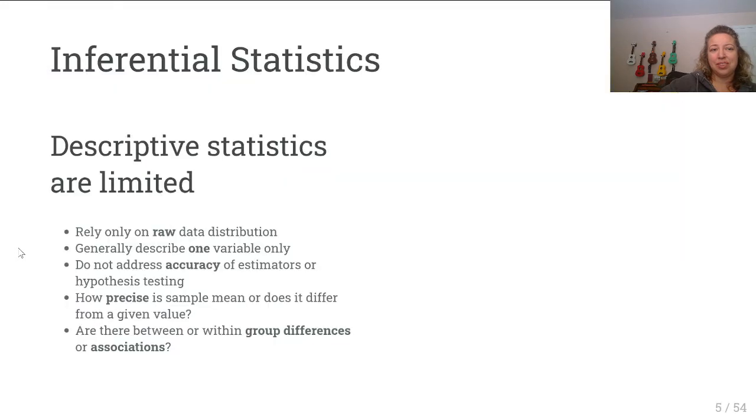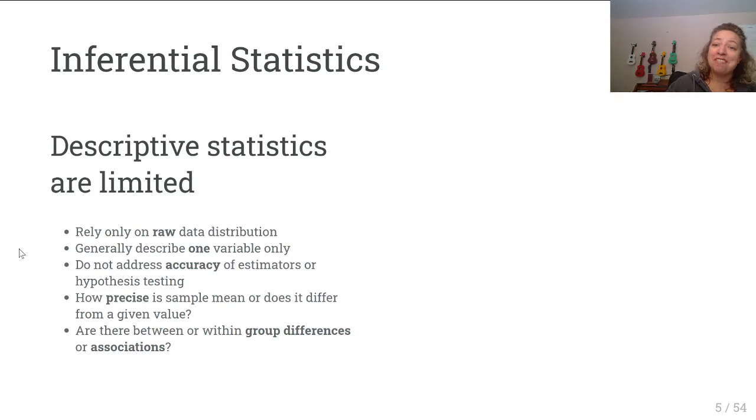Okay, so the main ideas with statistical inference. We've learned descriptive statistics in chapters 1 through 4. When we calculate descriptive statistics based on a sample, they provide a lot of information, but they rely only on the raw or sample data. They generally describe one variable at a time. They don't address uncertainty or accuracy. They are only as precise as the sample is, and there's no real way to do between and within group differences or associations.